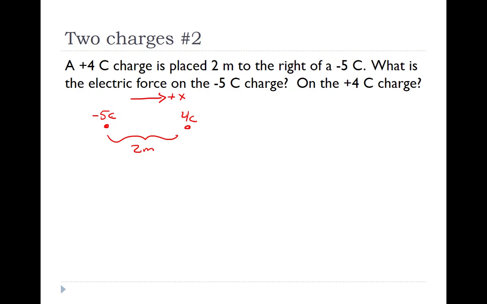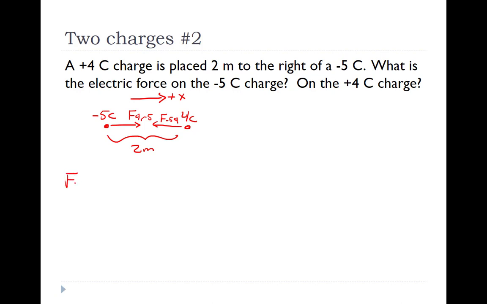Now I am dealing with opposite charges, therefore they are attracted. So the force on the negative 5 Coulomb charge will be to the right, or the positive x direction, whereas the force on the 4 Coulomb charge will be to the left in the negative x direction.